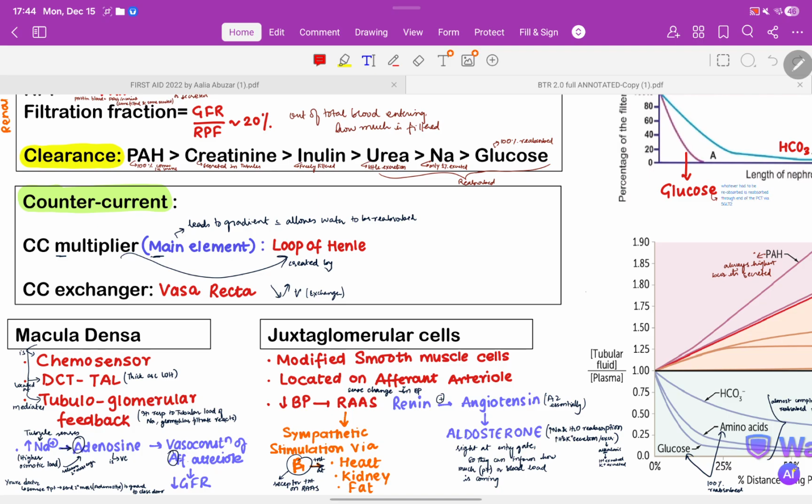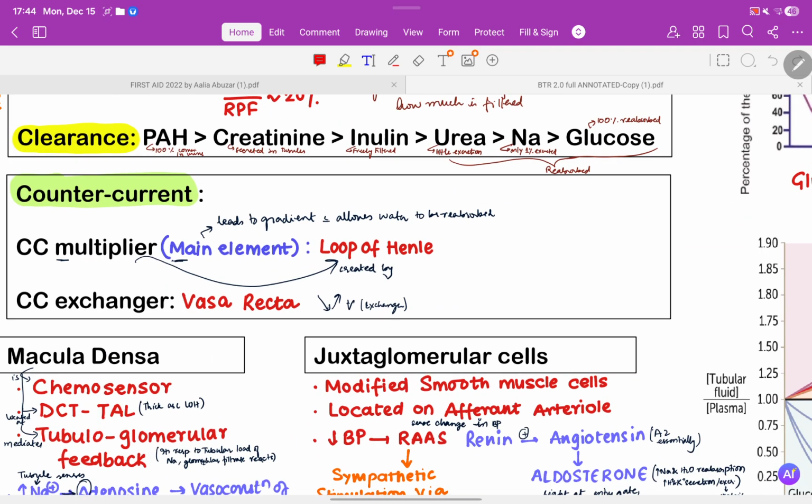All right, now countercurrent. What's countercurrent? Who helps in the countercurrent mechanism basically? The countercurrent multiplier is the loop of Henle, and the countercurrent exchanger is the vasa recta. The countercurrent multiplier, the loop of Henle, is the main element which leads to the gradient formation, and which allows water to be reabsorbed. We will study later all of the steps and what substances are being reabsorbed. So loop of Henle is the multiplier: M for main element, M for multiplier, and loop of Henle.